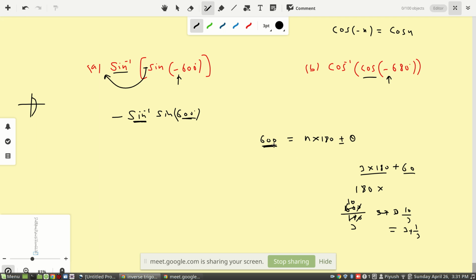Since I have to convert this 600 into n times 180 plus or minus theta, I divided by 180. So 600 by 180, and after simplifying, 6 3s are 18, so I got 10 by 3. Convert this into a mixed fraction: 3 3s are 9, plus 1, so 10 by 3. There is a hidden plus here, so this will be 3 plus 1 by 3.